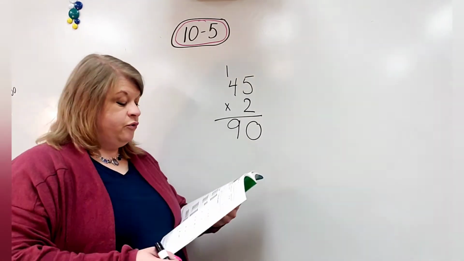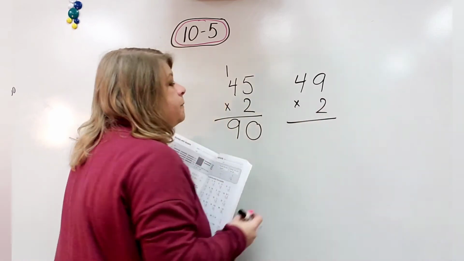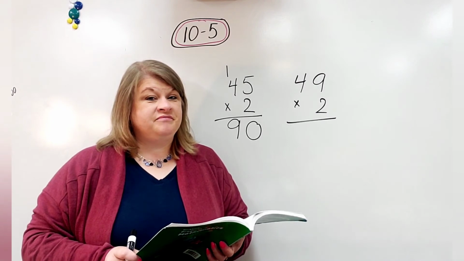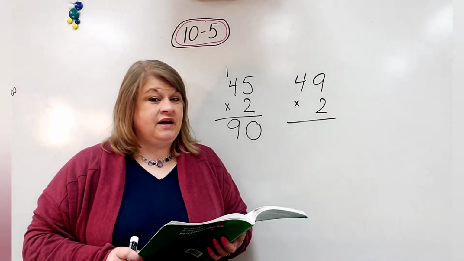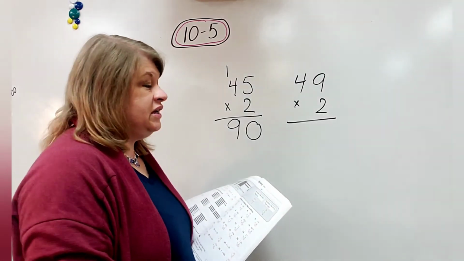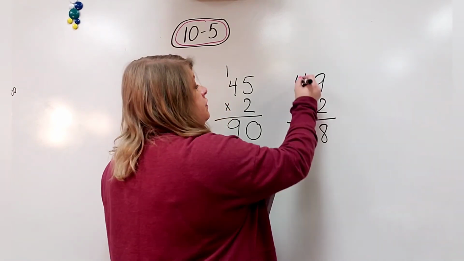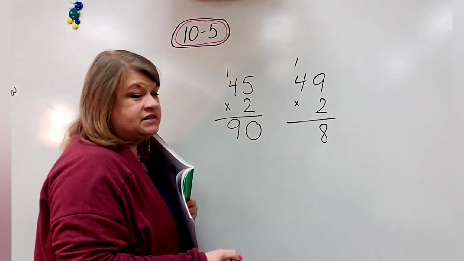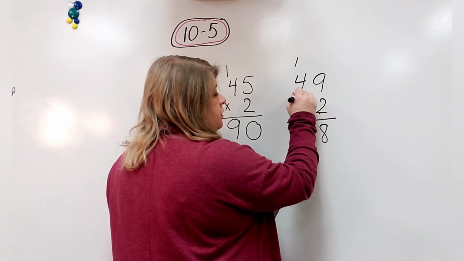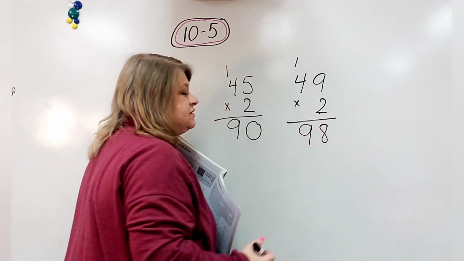Let's try one more. 49 times 2. I want you to try it on your own. Give it a try. Start in your ones place. Y'all know that, right? 2 times 9, what is that? 18. Which digit goes in the ones place? The 8. What do I do with the 1? Goes up in the tens. Next step, tell me the next step. Multiply 2 times 4. 2 times 4 tens is 8 tens, plus 1 is 9 tens.